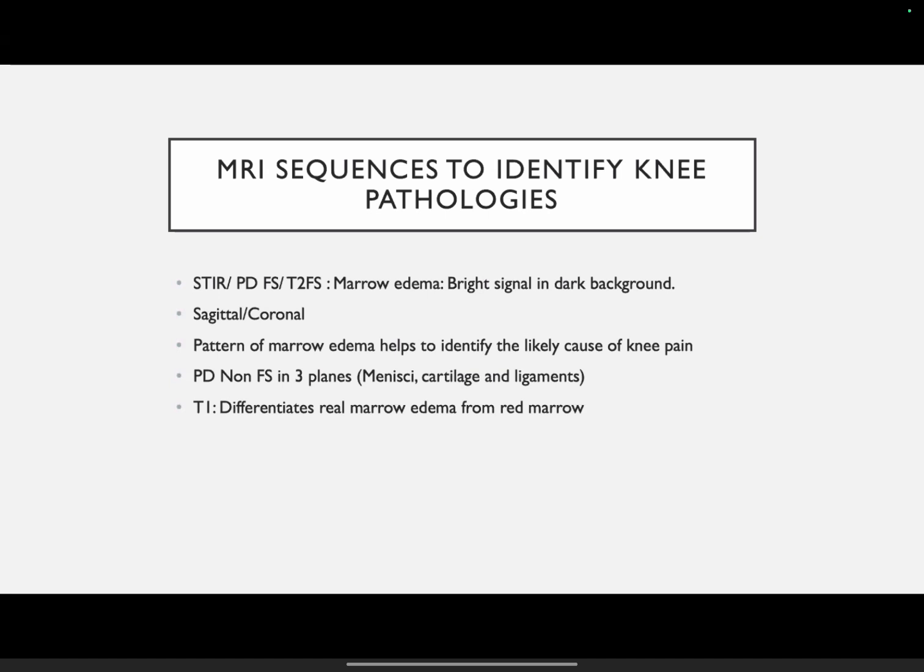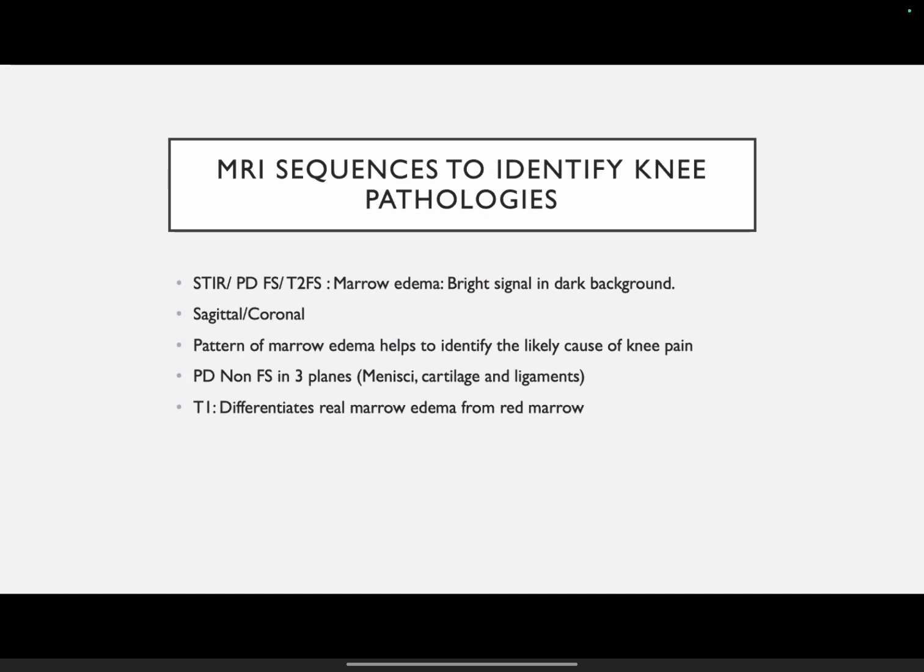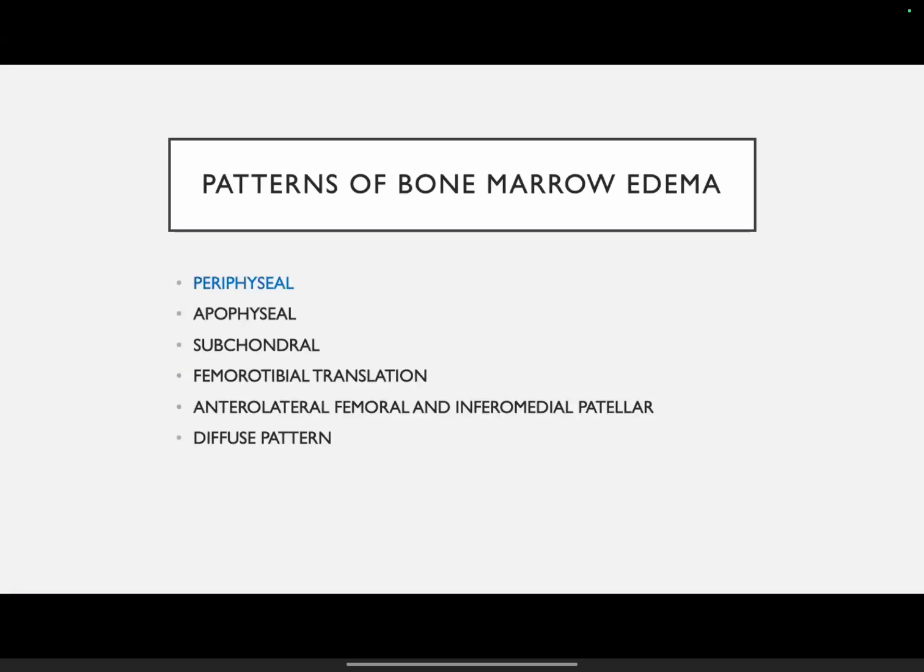Then the T1 weighted image differentiates real bone marrow from red marrow. At times we will have confusion whether it's a true marrow edema or not, so T1 is a very essential sequence wherever there is a bone marrow edema pattern, specifically when tumor and infection are involved. I usually also acquire proton density non-fat saturated images in my practice to look at the menisci, cartilage, and ligaments.